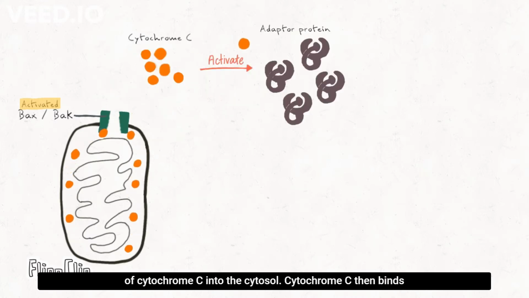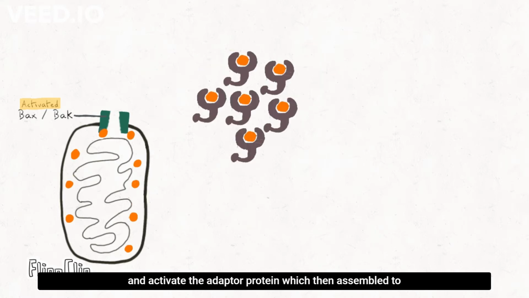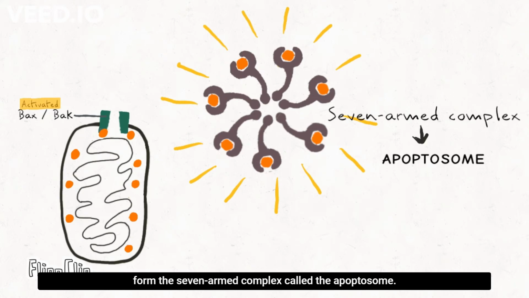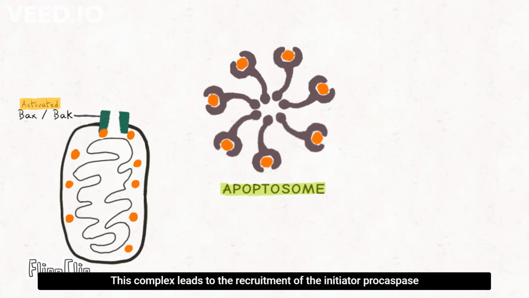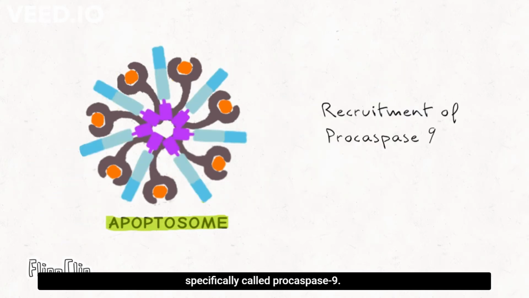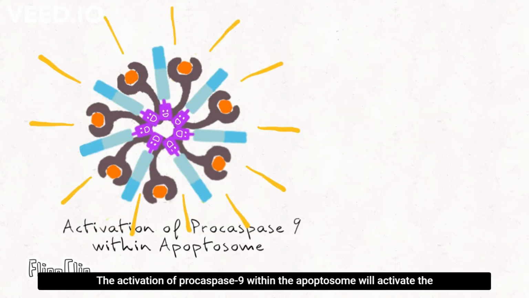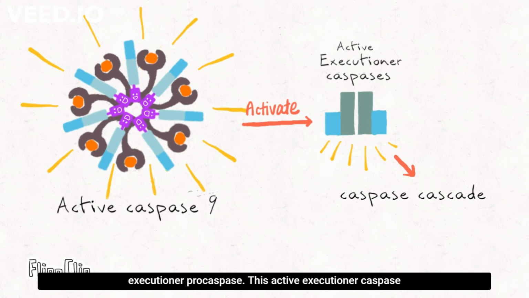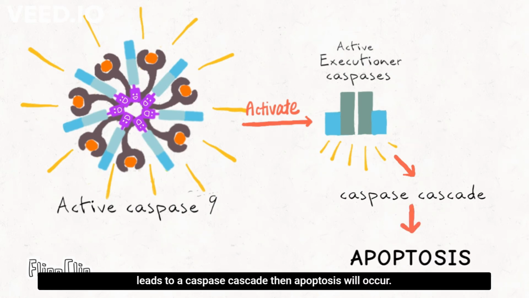Cytochrome C then binds and activates the adaptor protein, which then assembles to form the seven-armed complex called the apoptosome. This complex leads to the recruitment of the initiator procaspase, specifically called procaspase 9. The activation of procaspase 9 within the apoptosome will activate the executioner procaspase. This active executioner caspase leads to a caspase cascade, then apoptosis will occur.